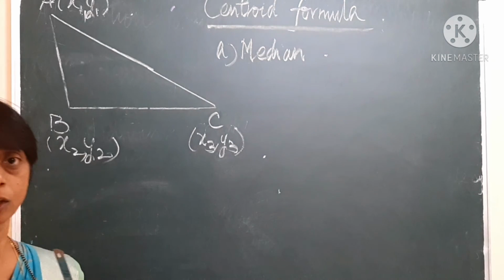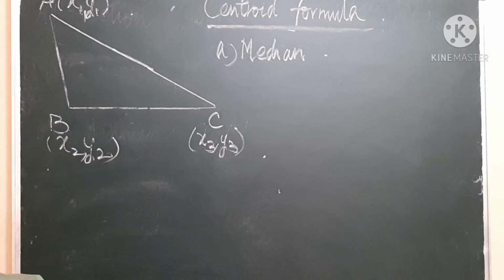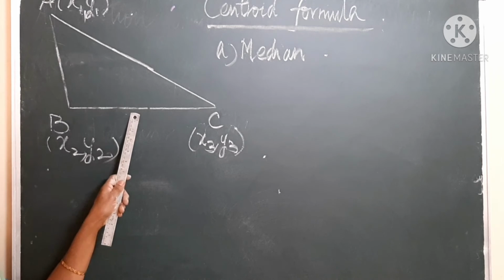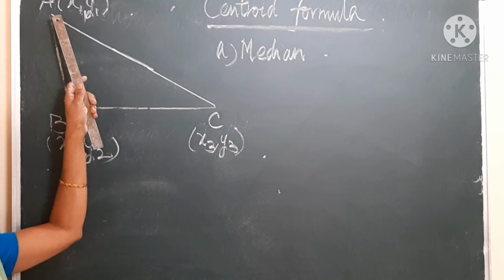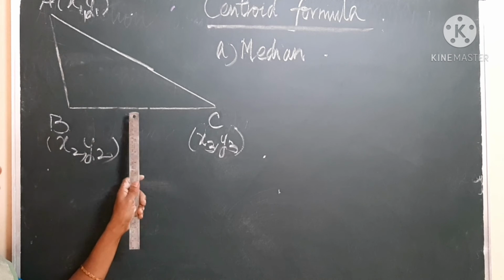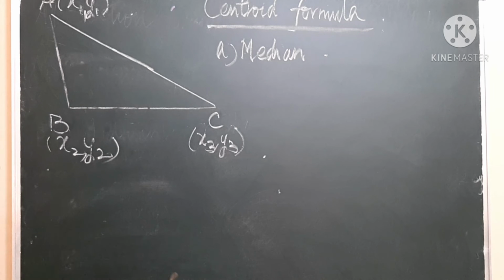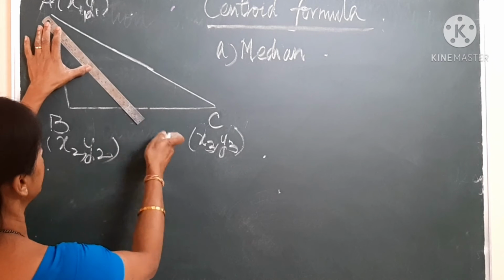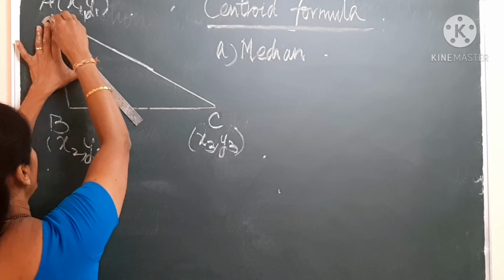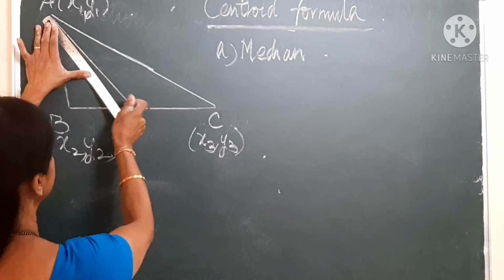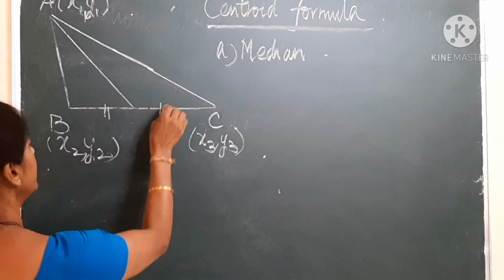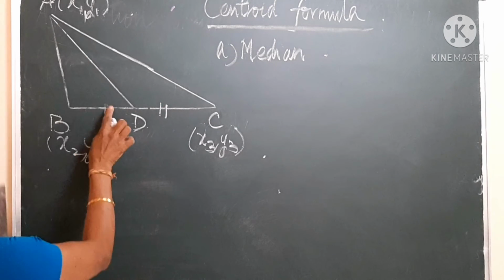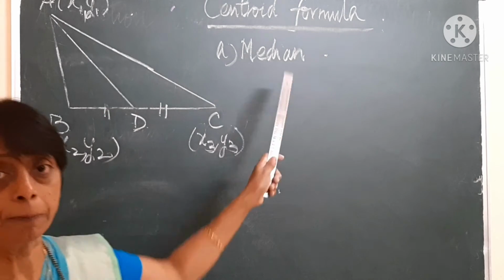Which segment will be called a median? We know what a median is. A median is a segment which is drawn from the vertex of a triangle to the midpoint of its opposite side. So if I take point A and join it to the midpoint of the opposite side, that is BC, then AD will be called the median.